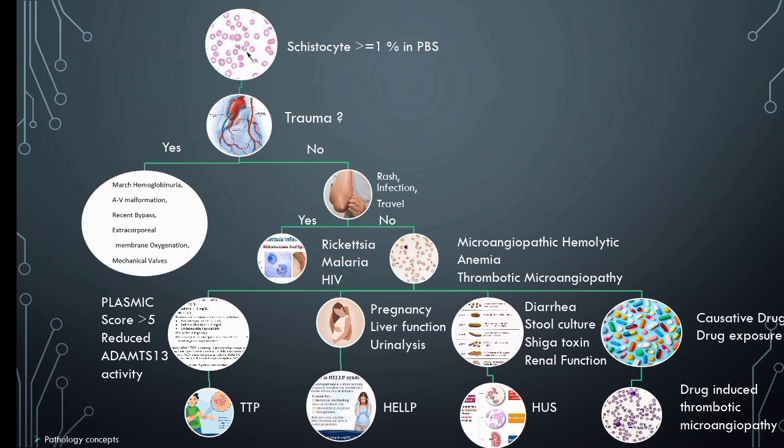TTP is thrombotic thrombocytopenic purpura. It is characterized by significantly reduced ADAMTS13 enzyme activity. The function of the ADAMTS13 enzyme is to cleave von Willebrand factor aggregates. When it is absent or reduced, large von Willebrand factor multimers form, and these multimers trap platelets, form microthrombi and cause RBC destruction by shearing.